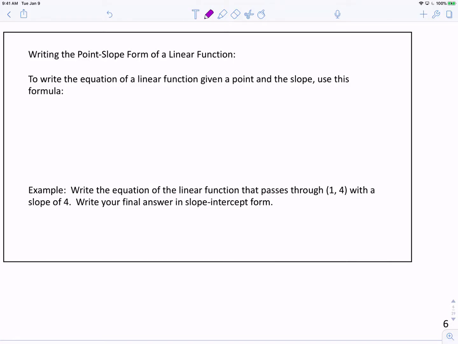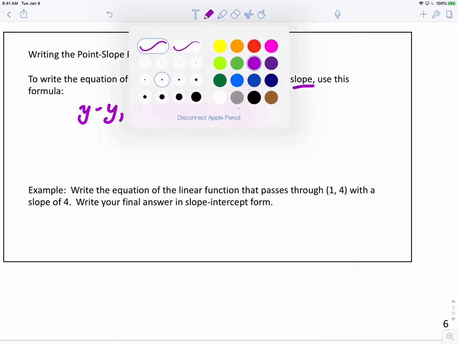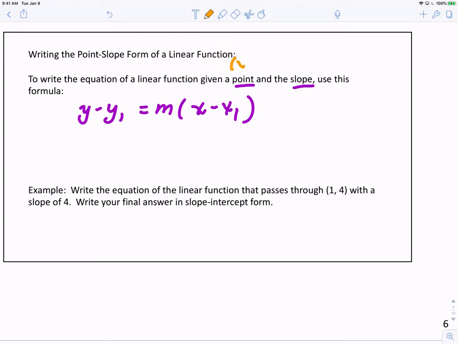Next, we're going to review writing the point-slope form of a linear equation. To write the equation of a linear function given a point and its slope, we use this formula: y minus y1 is equal to m times x minus x1. What these variables represent: the point on the line is (x1, y1), and the slope of the line is m.